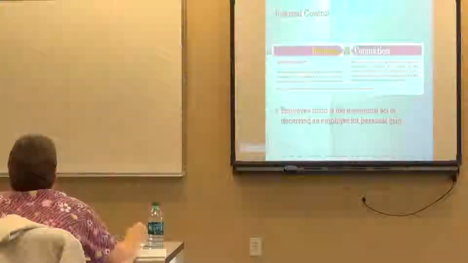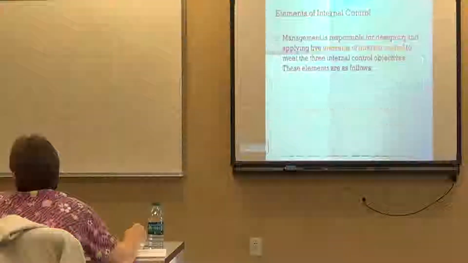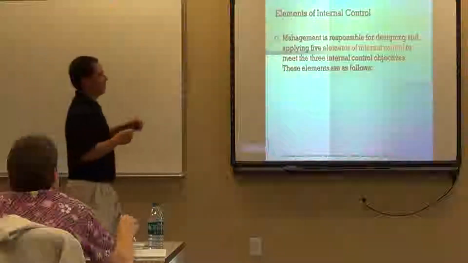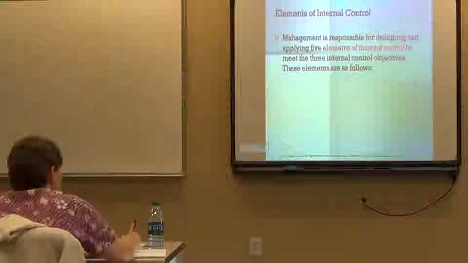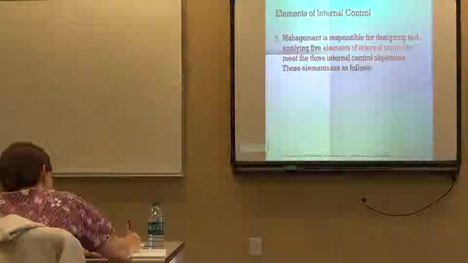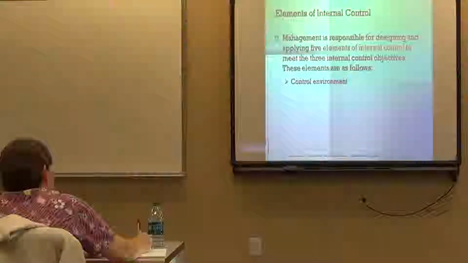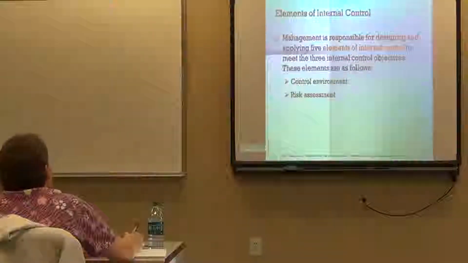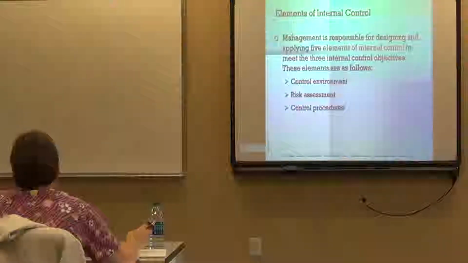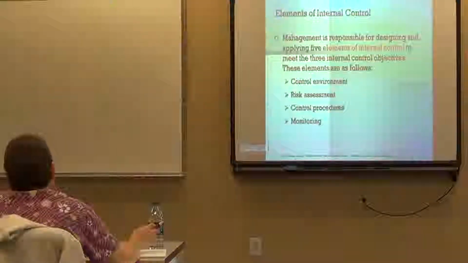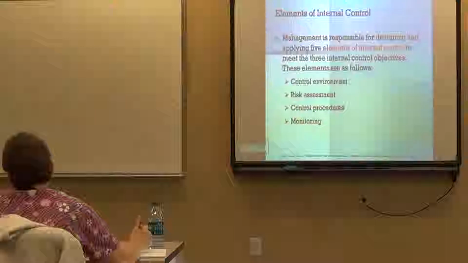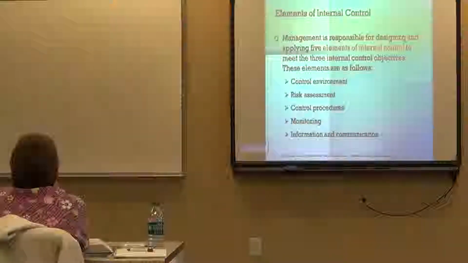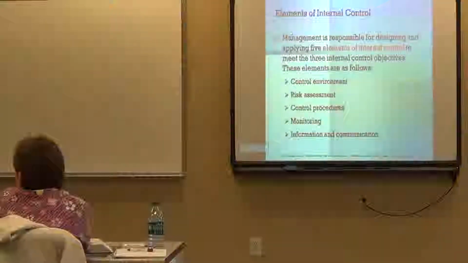And so, it still can happen, but that's some of the safeguards that are out there, and we'll talk about what those are as we move through. So management is responsible for designing and applying 5 elements of internal control that meet 3 internal control objectives. Let's go through these here. First, the control environment. Make sure we control the environment in a way that doesn't allow for that to happen. Risk assessment, really taking a look at what risks we have out there as a company. And then also your control procedures. Monitoring issues and taking a look at how often you do it and how you do it. And then finally, information and communication. Those are the elements we're taking a look at.